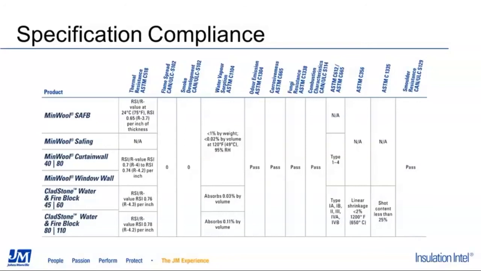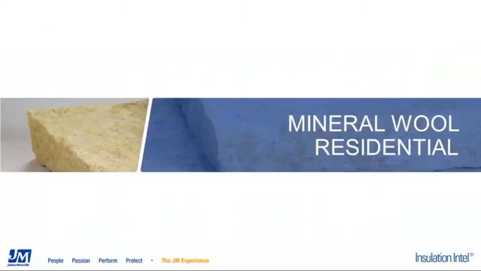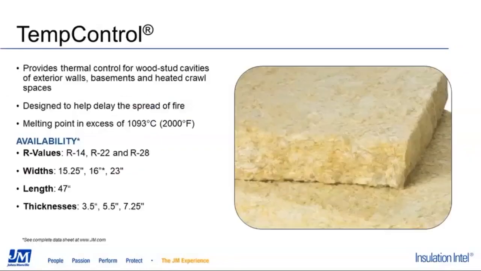I'll touch on some residential products. Again, like I said, commercial makes up a large chunk of our mineral wool business, but there is some mineral wool being used in residential applications as well. Most notably, that'd be our temp control product line. This is where our R-value would matter. So we offer an R14, an R22, and an R28. And then somewhat obviously, this would be meant to be installed in your exterior walls of a single-family home.